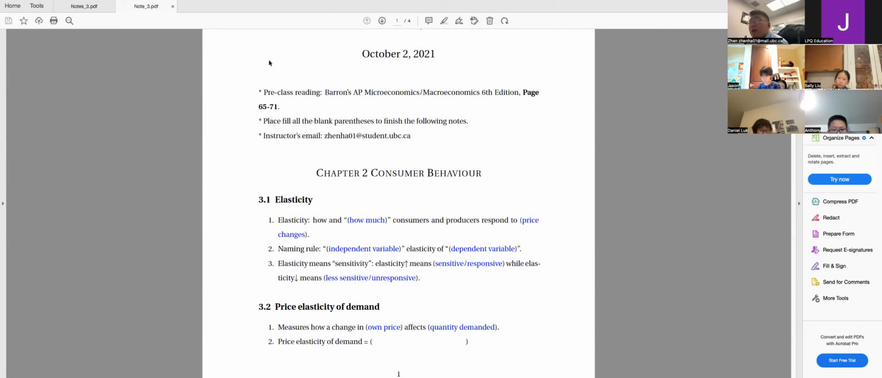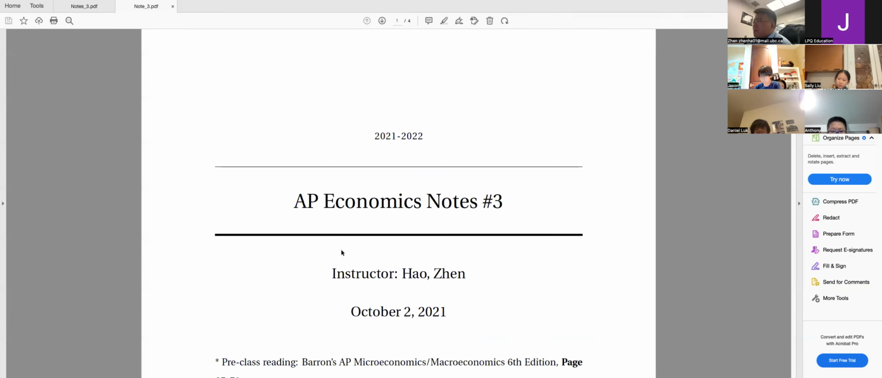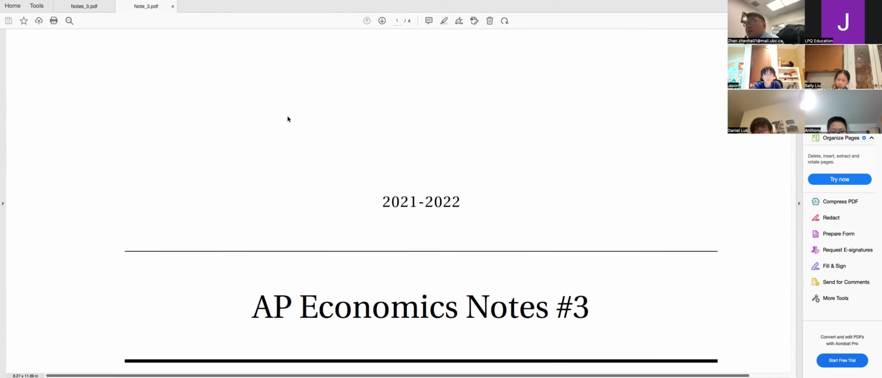Okay, number 3, we will talk about something called elasticity. Maybe I need to make an introduction here regarding what elasticity is. From notes number 2, we learned this: if a price increases, quantity demanded will decrease. Everybody knows this, right? This is called the law of demand. If something is getting more expensive, people buy less.